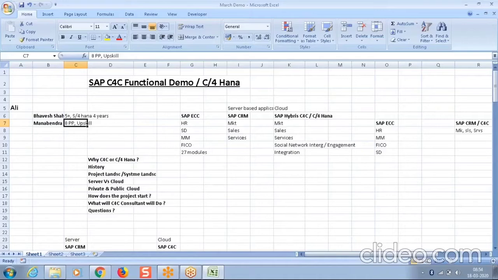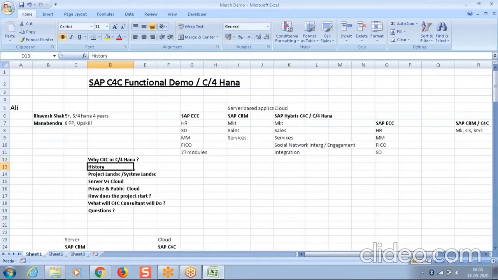In today's demo, what we are going to see or discuss is the most important thing. These are the list of things that we are going to discuss today. First of all, we will understand why C4C or C4 HANA, the core reasons available in the market, why they are moving to C4 HANA.